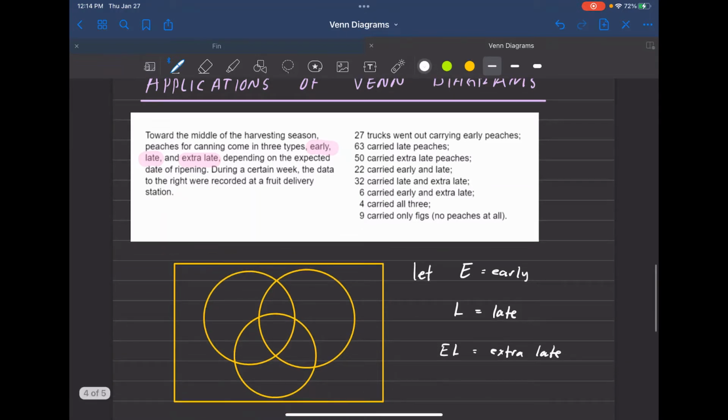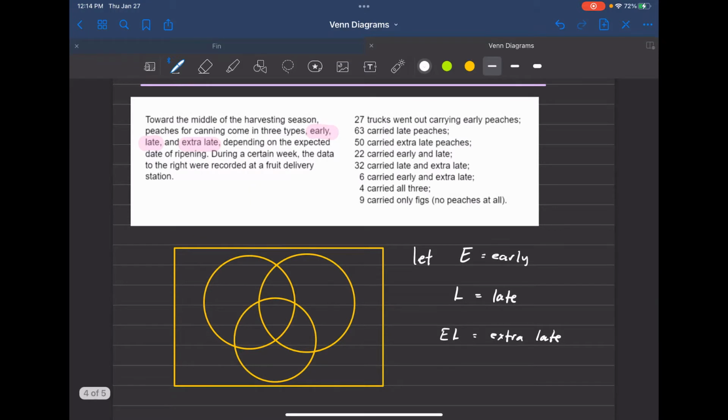Okay, so let's go ahead and label our sets. So let's have this one for early, this one's for late, this one for extra late. And then outside will be trucks that are not carrying peaches. So now you always start from the bottom. Now we see that 9 trucks carry only figs, no peaches at all. So that means that's actually the number that will go outside of these circles. So let's go ahead and put 9 right here. So these are the trucks that are carrying figs only.